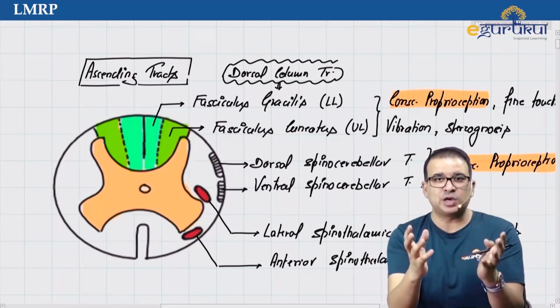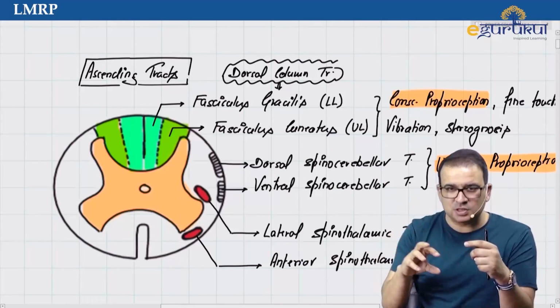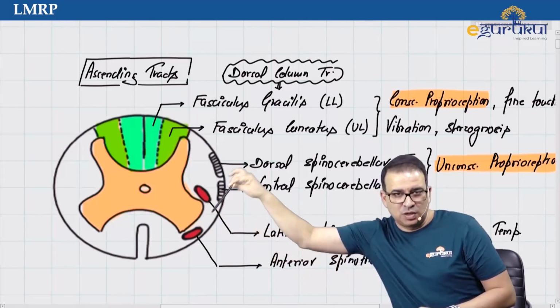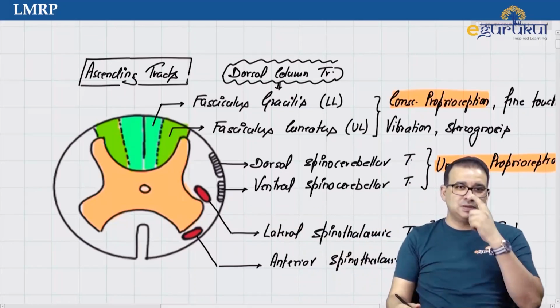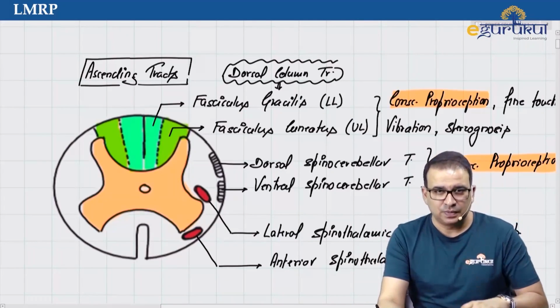So you should know the location of the tract. Although you know the function of all these tracts, their relative location in the spinal cord is also important. What is dorsal? What is toward the lateral side? What is toward the anterior side? Where are these tracts present? That's the ascending tracts, guys, their location and function.